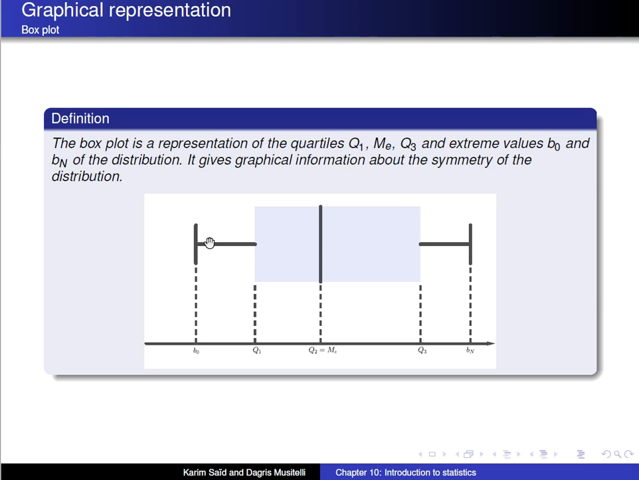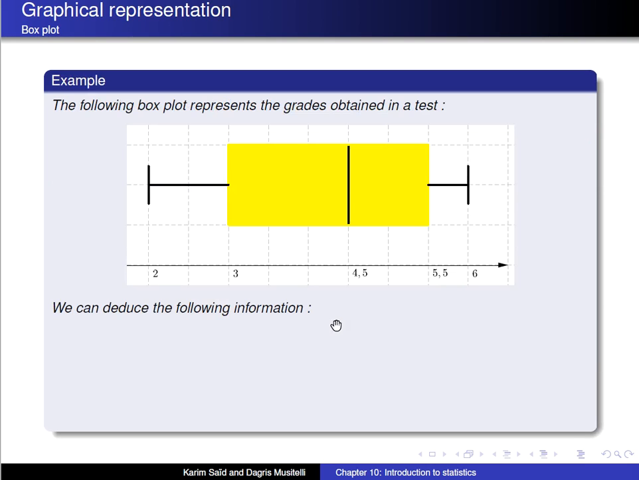So what's here is the smallest value we have. What's there is the greatest one. So lowest one, greatest one. The beginning of the box is the first quartile. The end of the box is the third quartile, and finally we have a black line here, and it's the second quartile, which is the median actually.